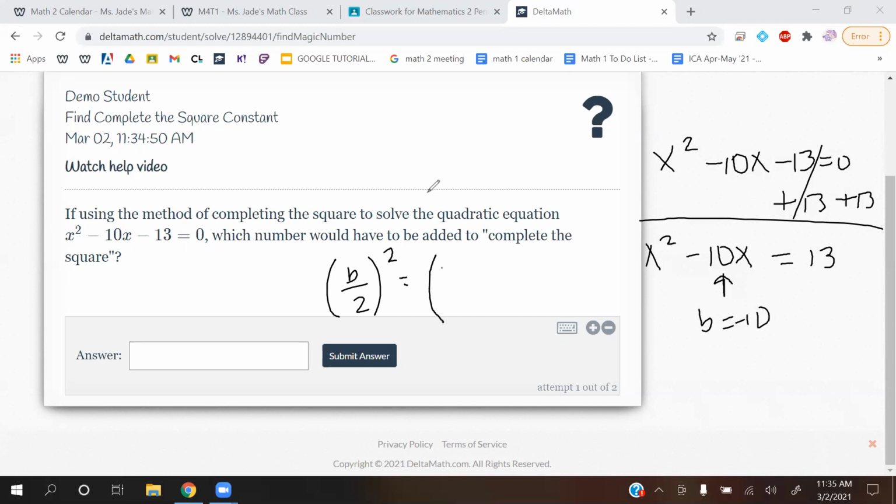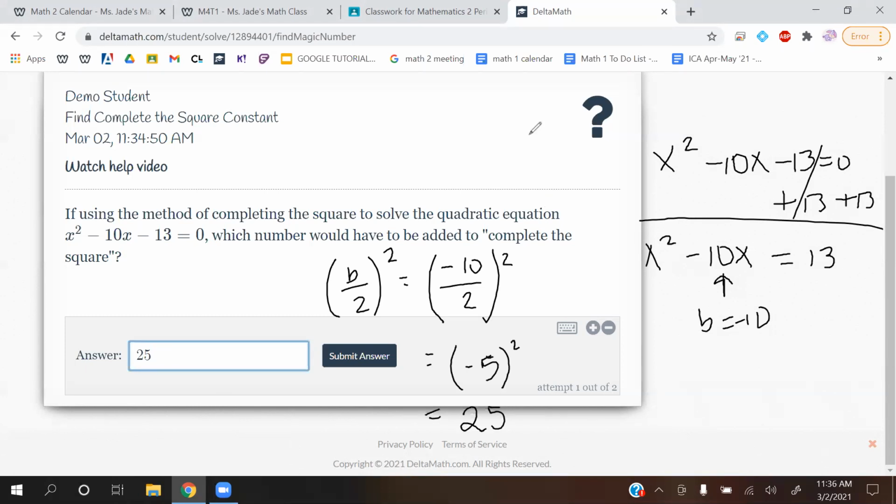B is negative 10 over 2, square it. Negative 10 over 2 is negative 5. We're going to square that. And negative 5 times negative 5 is positive 25. That is the ugliest 5 I've ever written. Here we go. Positive 25. And so this is a number I will type in over here. And it is as straightforward as that.